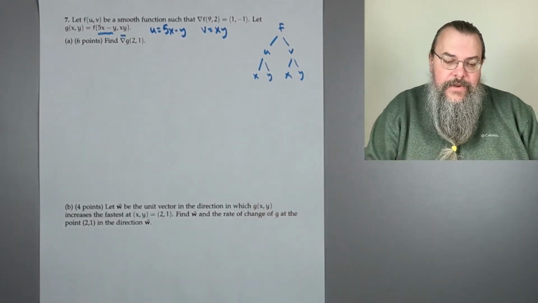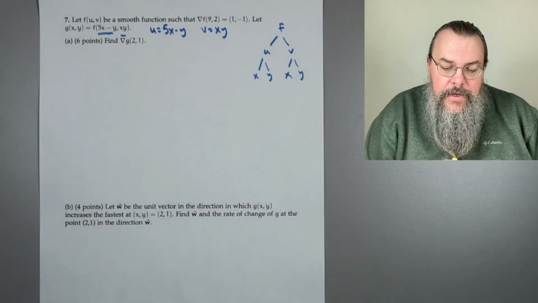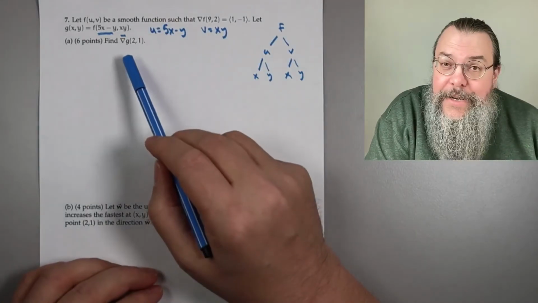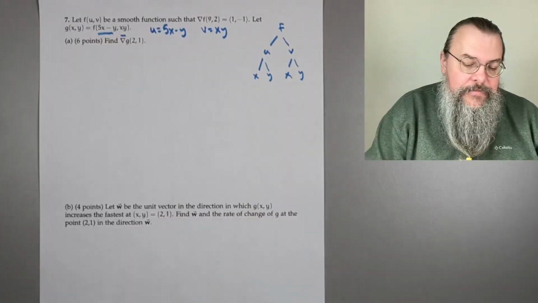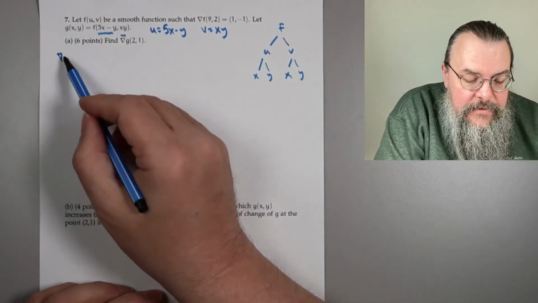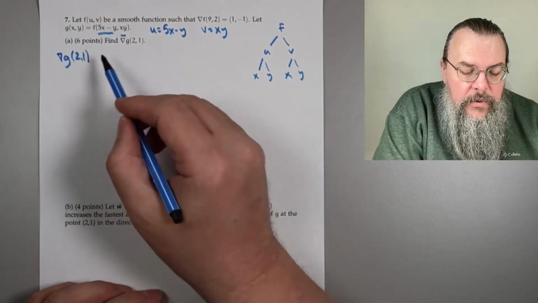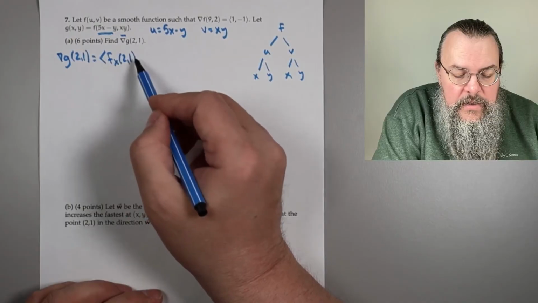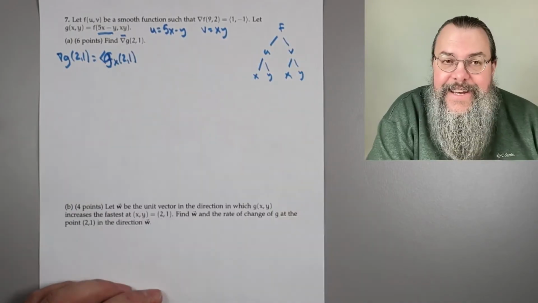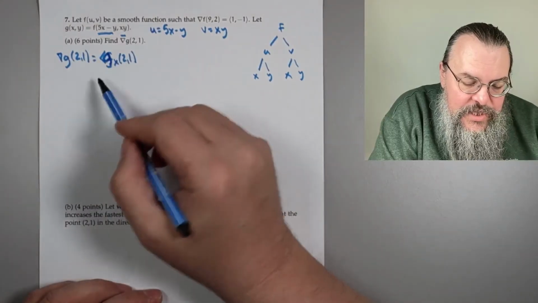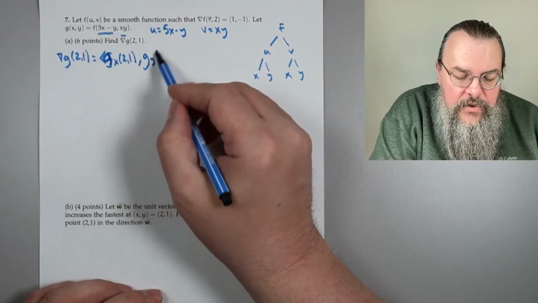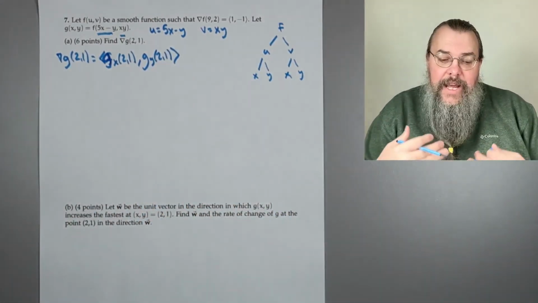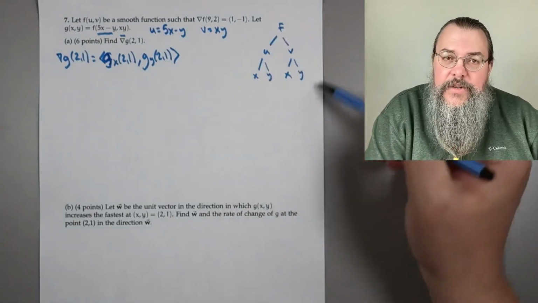Okay, so what's going on? Why are we doing all of this? Well, the reason is we're after the gradient of g. How do we do that? Well, technically the gradient of g at (2, 1) would be the vector g sub x (2, 1), g sub y (2, 1). You take the partial derivatives and plug them in. So we need to understand g, and we understand g by this tree.